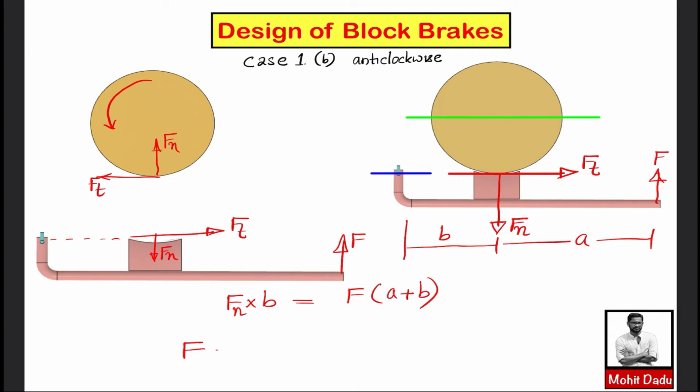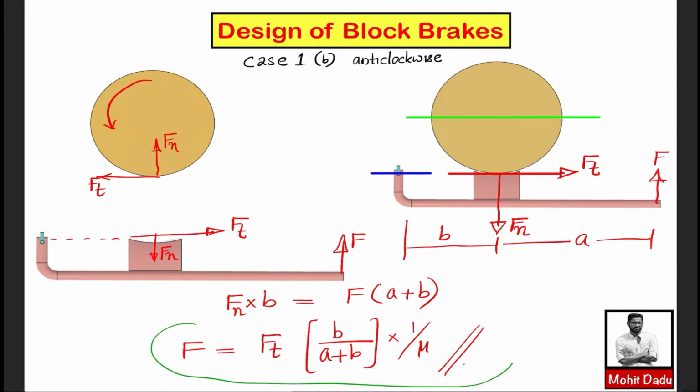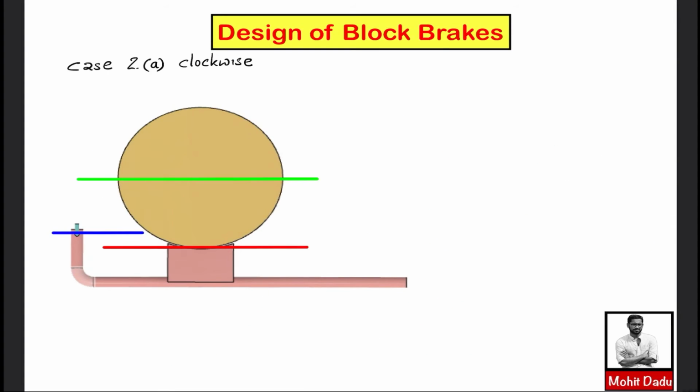Then you can arrive at the expression that you obtained in the previous case, F equal to Ft into B divided by A plus B into 1 by mu. The same expression you obtained in the previous case also. So this is the way you have to draw the free body diagrams, and you can easily arrive at this one. In a similar way, we will be discussing the other two cases with those sub cases of clockwise and anti-clockwise rotation now.